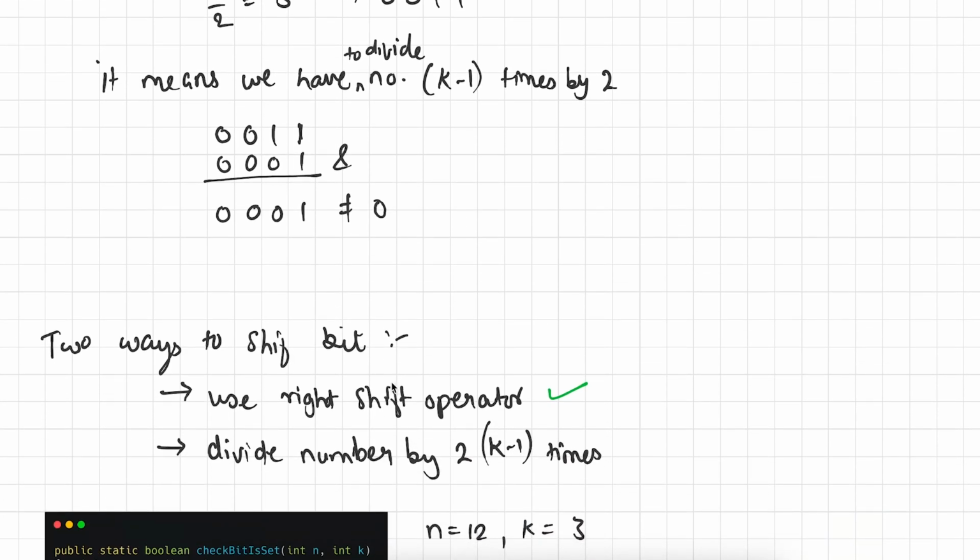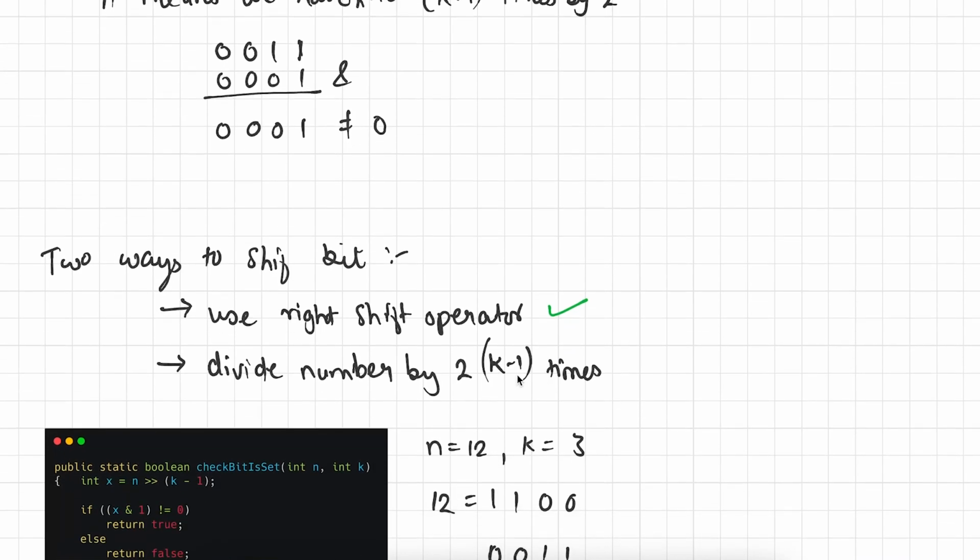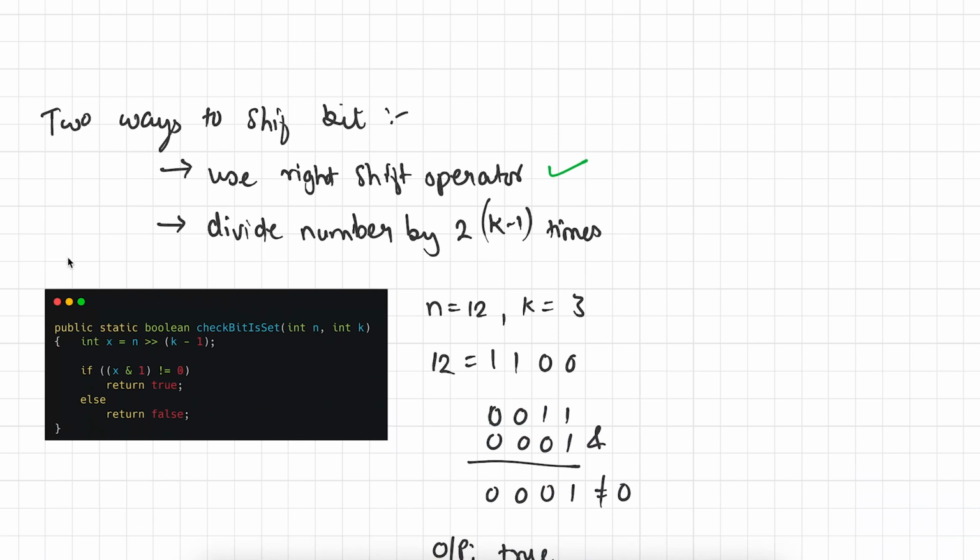Again, we have two options to do this. First, use the right shift operator, or divide the number by 2. Obviously, we are going to use the right shift operator because it is much more efficient and much faster. So let's see the simple implementation to solve this problem.